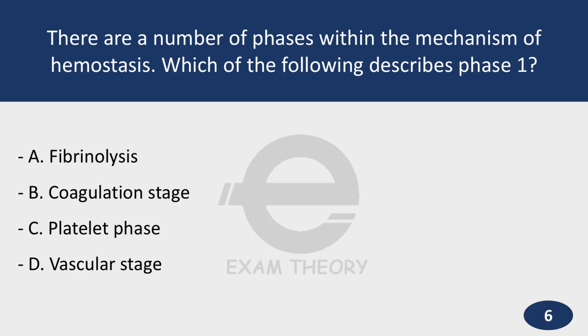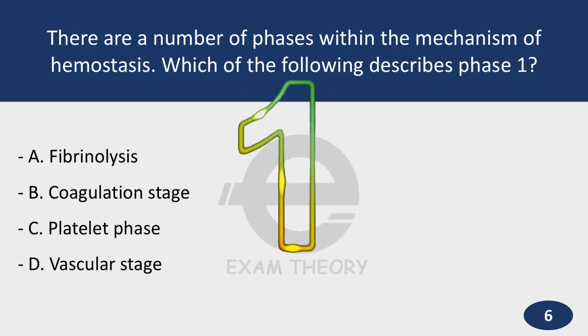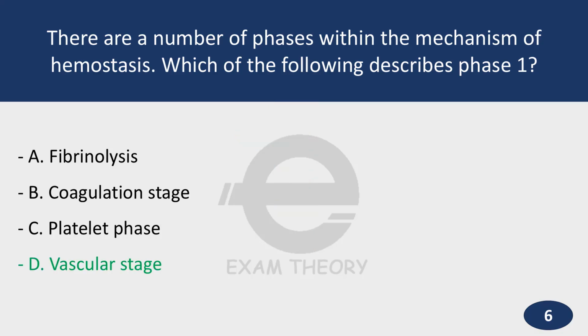There are a number of phases within the mechanism of hemostasis. Which of the following describes phase 1? A. Fibrinolysis. B. Coagulation stage. C. Platelet phase. D. Vascular stage. The correct answer is D. Vascular stage.